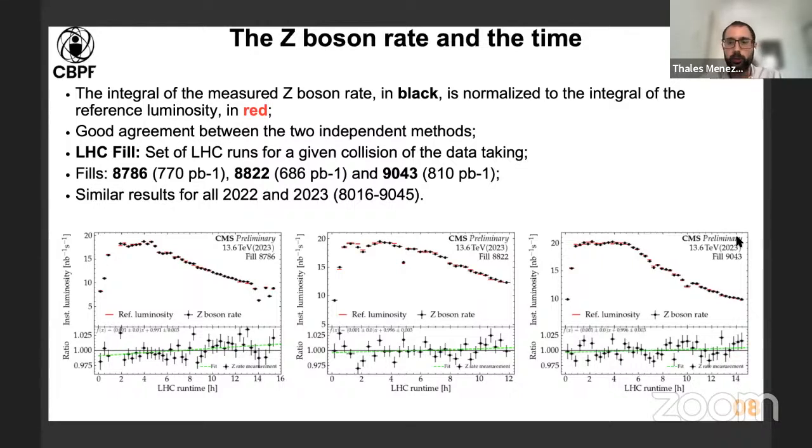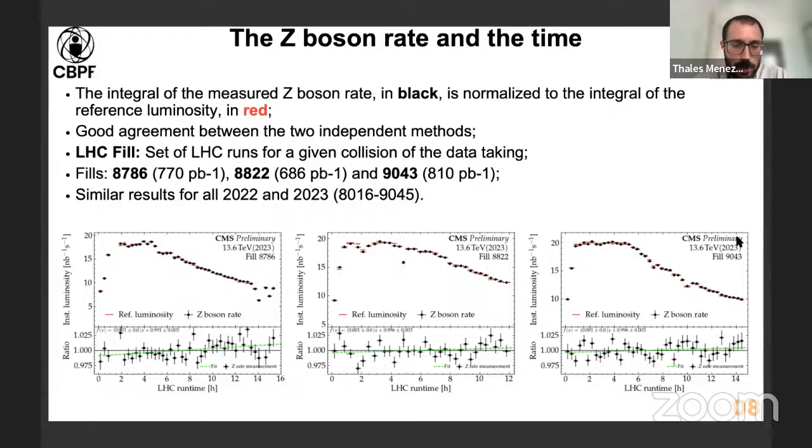In these three different plots we have three different fills from the LHC. We can define a fill just as a set of runs of the LHC for a given period of data taking, for instance. We selected three fills with higher instantaneous luminosity to better explore the method and the results. The three fills have more or less 700 or 800 inverse picobarns of integrated luminosity. These three fills are from 2023, but we have similar results for 2022 as well.